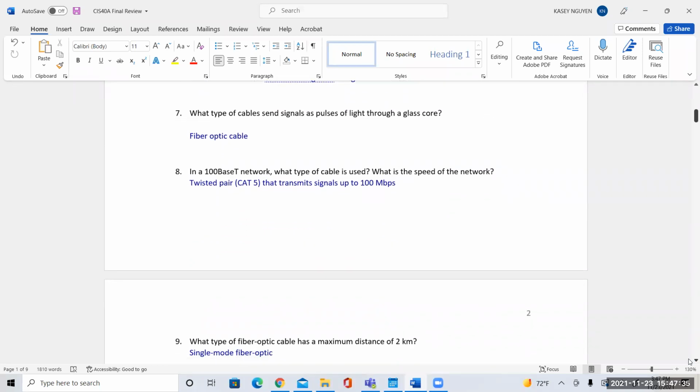Question 9. What type of fiber optic cable has a maximum distance of 2 kilometers? And that is going to be your single mode fiber optic. Remember, single mode is able to span over longer distances than multi-mode. So 2 kilometers is going to be single mode fiber optic. And then under that, you also have other categories under single mode, right?